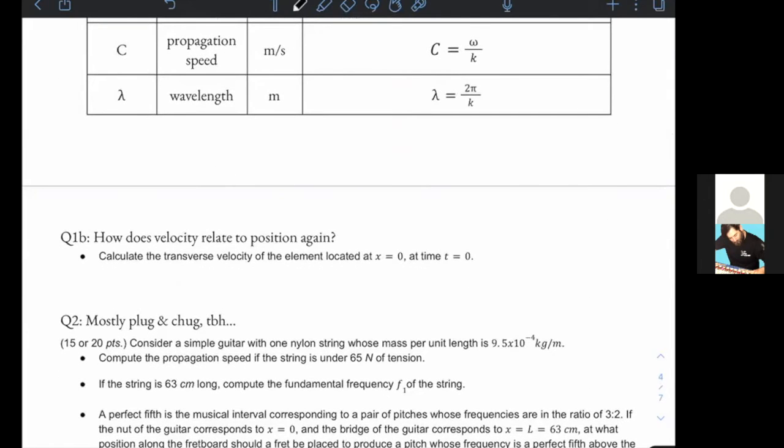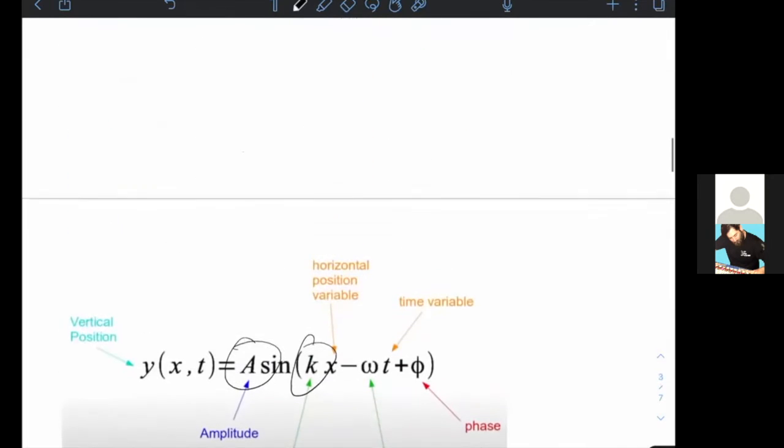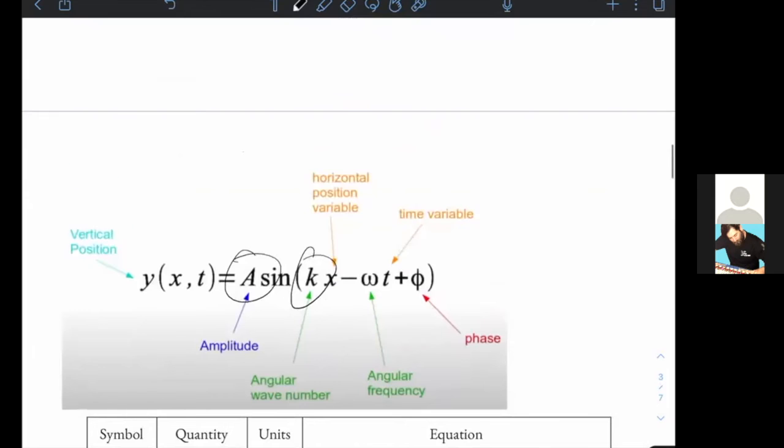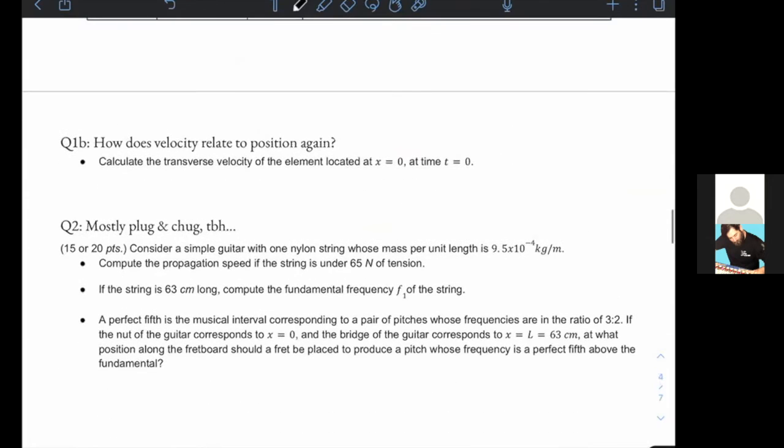The second part of that question says calculate the transverse velocity of the element located at x equals 0 at time t equals 0. Well, how does velocity relate to position again? That's right. It's the first time derivative, right? So if you take the first time derivative of this bad boy right here, then you should be able to figure that out.